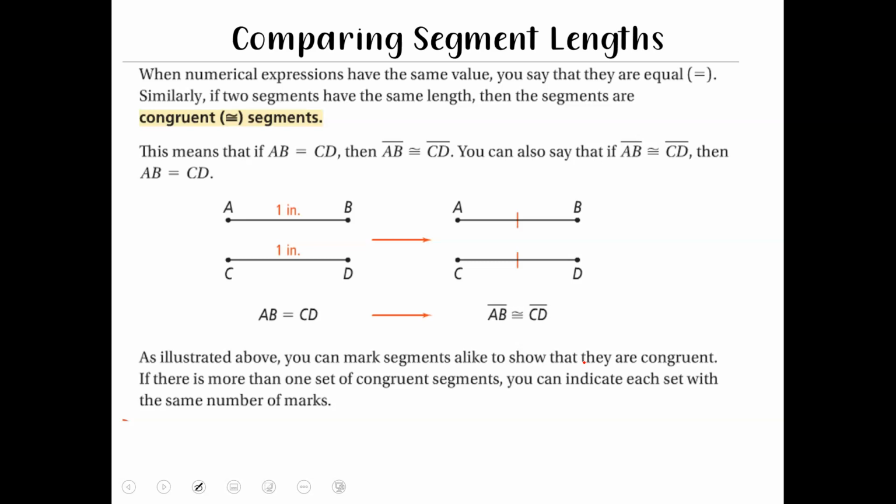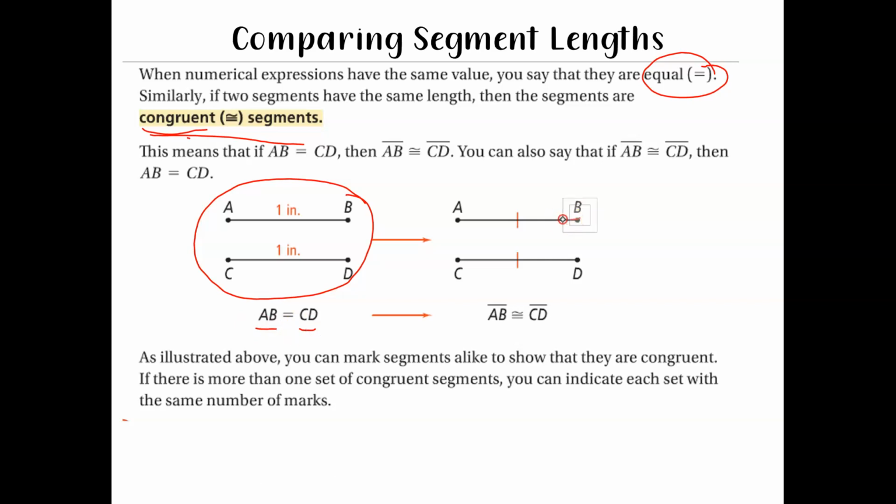Okay, now here's where the definition we spoke of earlier, congruent, comes in. When numerical expressions have the same value, you would say that they're equal. But if two segments have the same length, then you don't say the segments themselves are equal, you say the segments are congruent. So it means almost the same thing, it's just slightly different. So in this picture, AB and CD are both 1 inch, so you say the measurement of those two segments is equal, but you would say the actual segments themselves, AB and CD, are congruent.